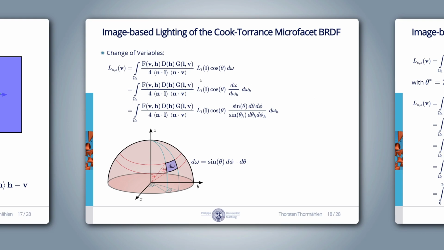Now, back to the integral that we want to solve. We still have the problem that this is an integral over all incoming light directions L. But the normal distribution function D, for which we can perform importance sampling now, is a function of the half-wave vector h. We can solve the problem by using a mathematical method from calculus called change of variables or integration by substitution. Using this method, we can change the variable of integration from d omega, which is a solid angle around the light vector L, to d omega h, which is a solid angle around the half-wave vector.